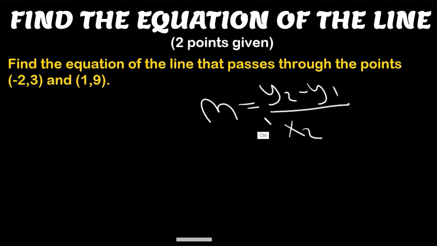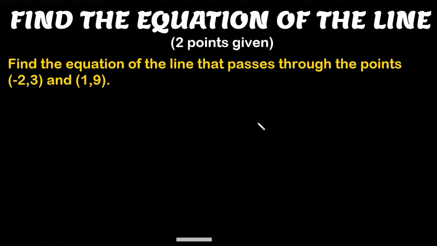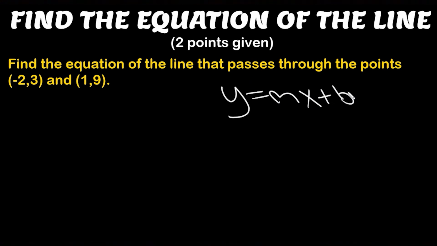So taking a look at number 1, it says find the equation of the line that passes through the points (-2, 3) and (1, 9). Now remember, the equation of a line is always going to be represented by y equals mx plus b. So this is the final format that we want to be in. Now we want to go ahead and find our slope, this part right here, first. Then we can take care of finding the y-intercept, which is this part right here, our b.